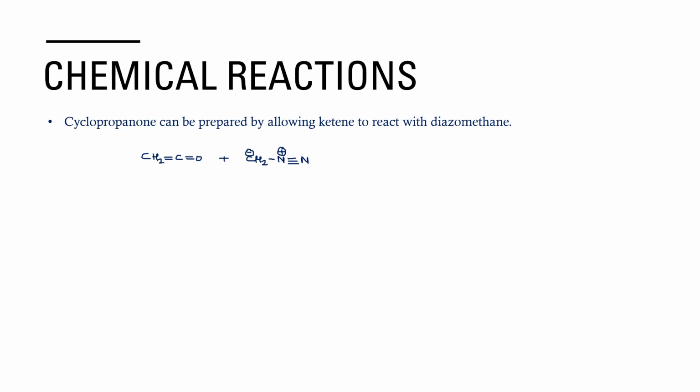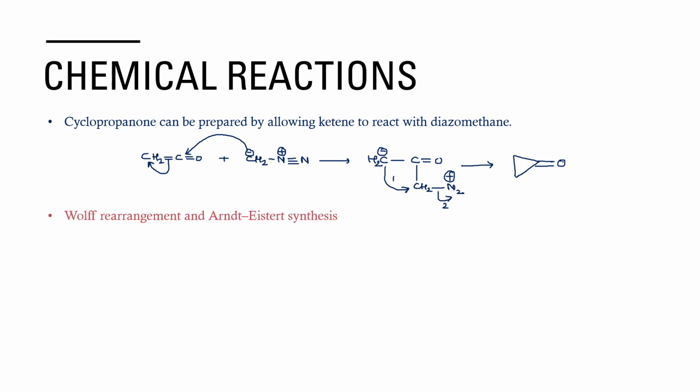What happens is that this CH2 minus attacks over here and we get a CH2 minus C=O, and we have CH2 N2 plus, and this attacks over here and this goes out. 1, 2, and we get the cyclopropanone, C=O. Okay. Next, Wolff rearrangement and Arndt-Eistert synthesis.